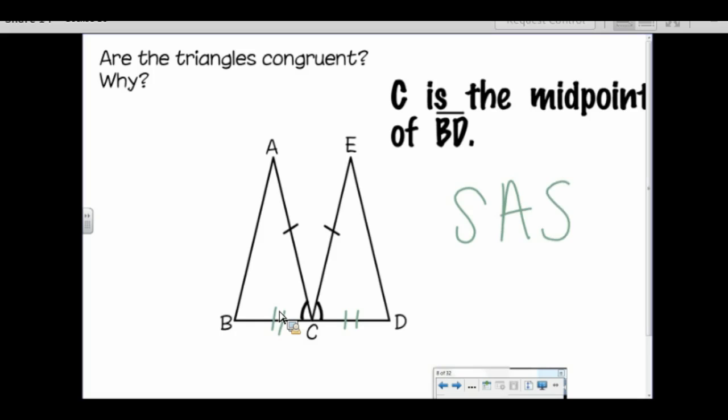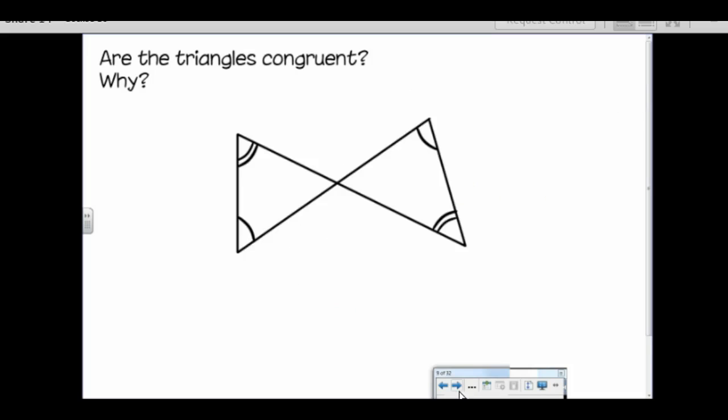Those are not vertical angles, but they were marked that they were congruent, so we are allowed to assume they're congruent due to the markings. So the answer to that one was side, angle, side. All right, next one.